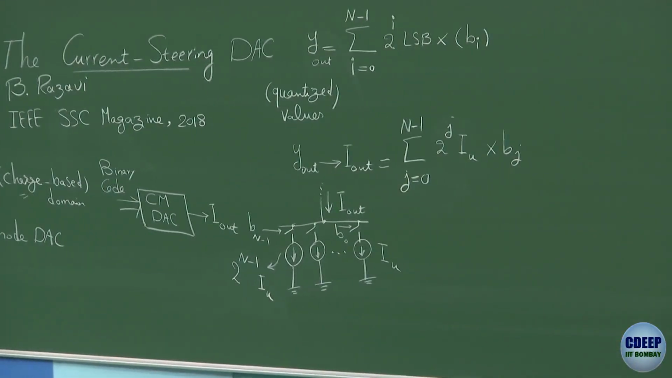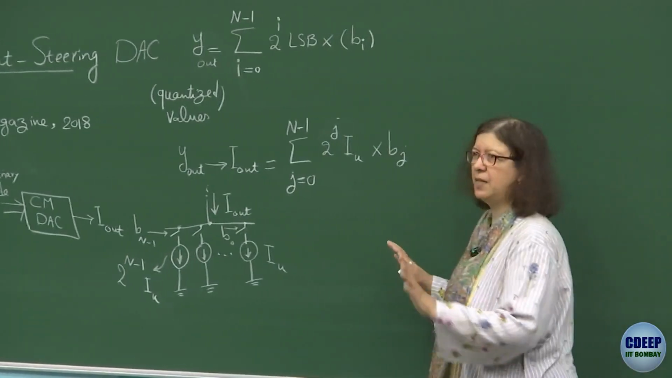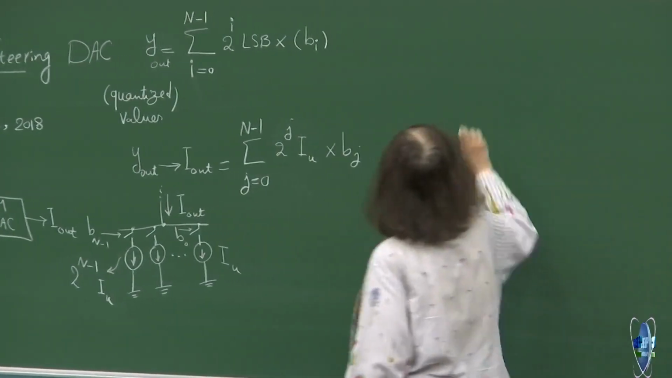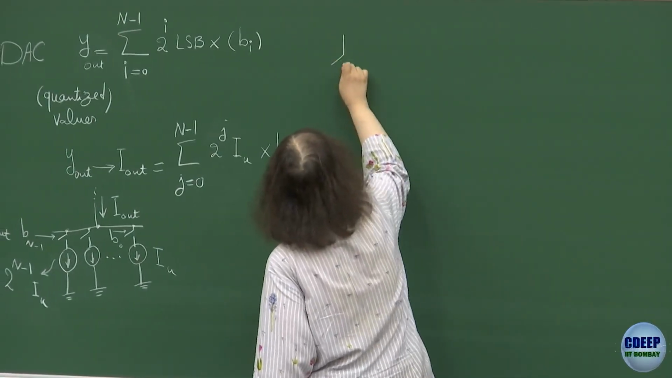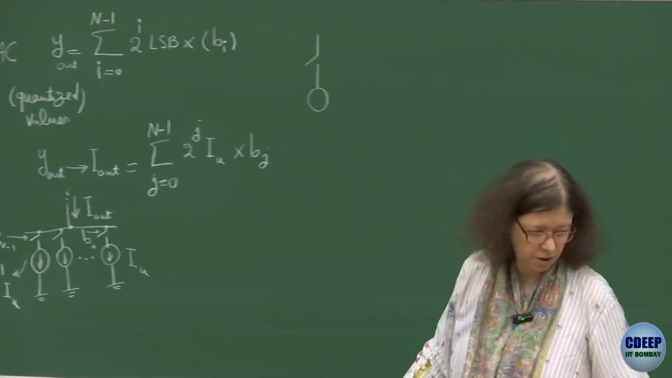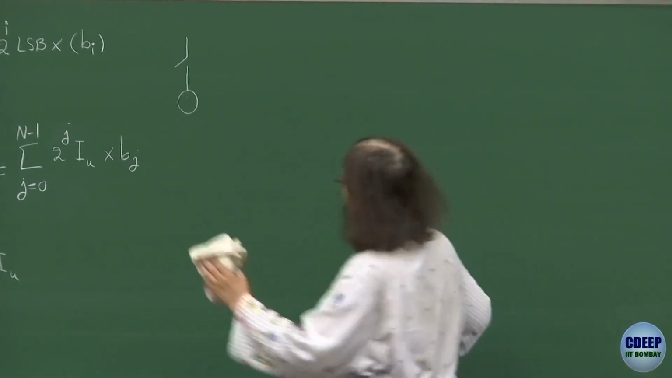This is binary. Now, this eventually is used. In fact, in high-speed circuits, we usually try to avoid this configuration. This configuration has some problem. In general, for high-speed applications, low speed is okay.